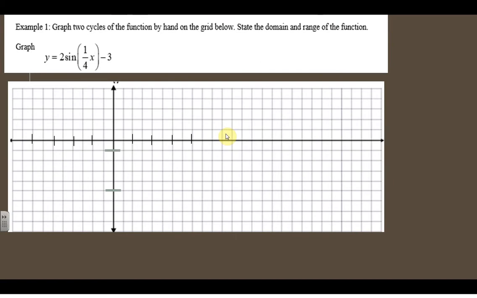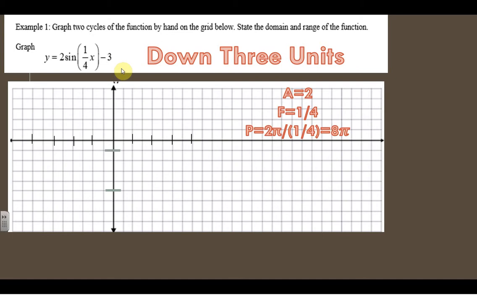All right, let's actually do an example. We're going to graph 2 cycles of the function. So this is the function, and we're just going to move it down 3. Everything else still happens as usual. Amplitude is 2, frequency is a fourth, period is 2 pi divided by that, which is 8 pi, divide that by 4, and we have our intervals.